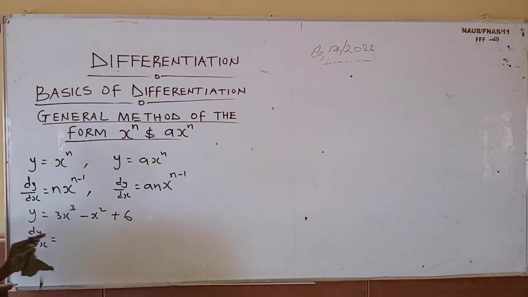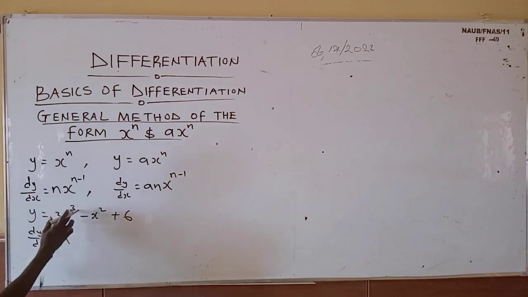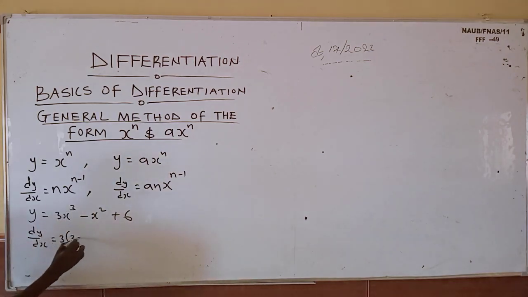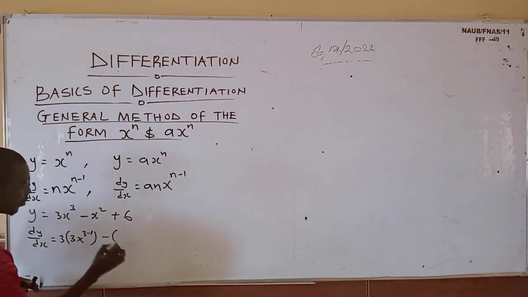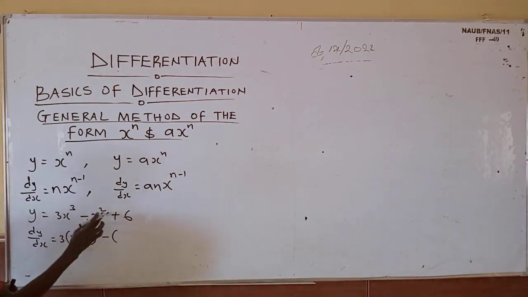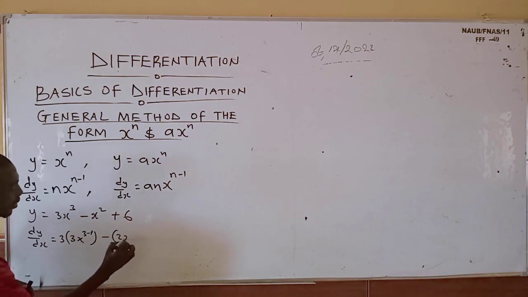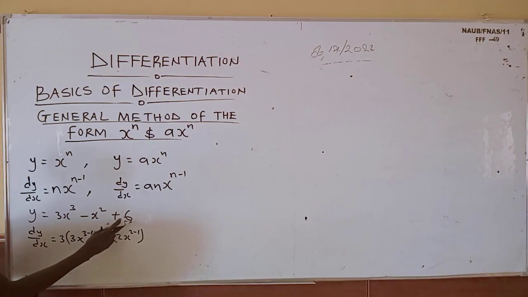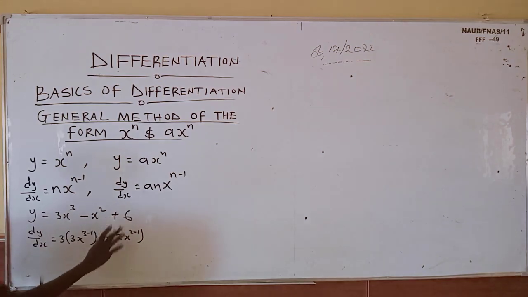S cubed. The major focus is that you bring your 3 down. So it's going to be 3s to the power of 3 minus 1, minus, now let's differentiate this. Bring your 2 down, you are going to have 2s to the power of 2 minus 1. Now look at this, it doesn't have s, it means it is what? 0. You get that? The derivative of any constant is what?